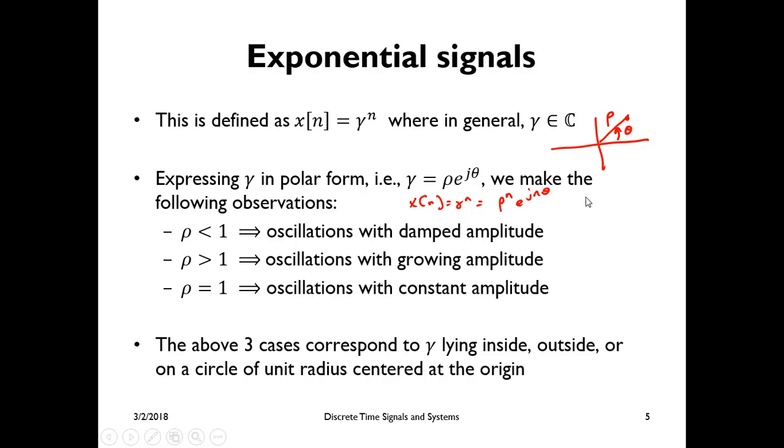The frequency of the oscillations is going to be set by our angle theta. The more theta approaches pi, we're actually going to get faster and faster variations. With regards to the amplitude, whether rho is less than 1, greater than 1, or equal to 1, to have a damped amplitude, growing amplitude, or constant amplitude, these three cases correspond to the value of gamma lying either inside, outside, or on a circle of unit radius, so everything relative to the unit circle.